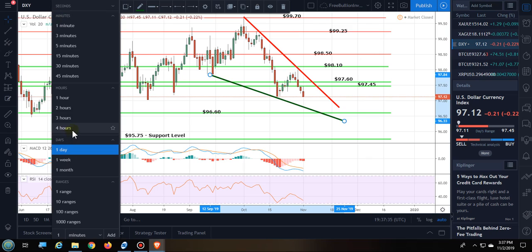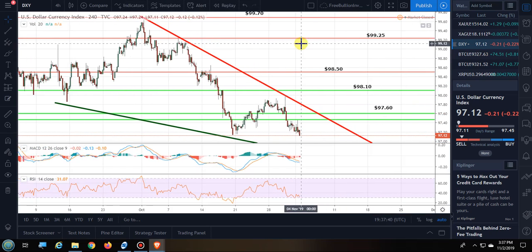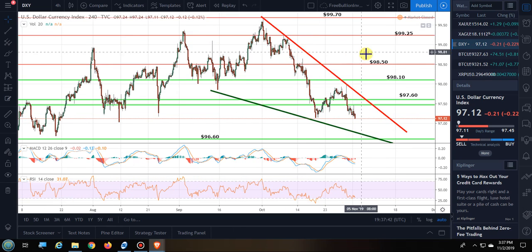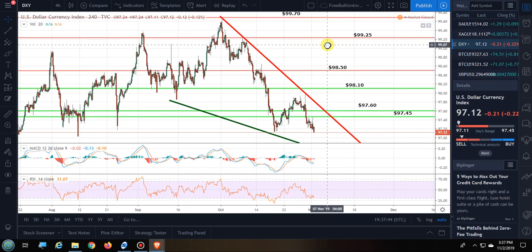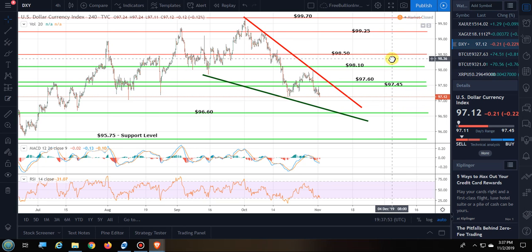Let's see what the 4-hour chart looks like real quick. The 4-hour chart also looks like we may see a move to the upside, but the 4-hour chart is just that. It's a 4-hour chart. So it's a shorter term chart, so the price of the dollar may move just higher up to this falling trend line and then move back down.